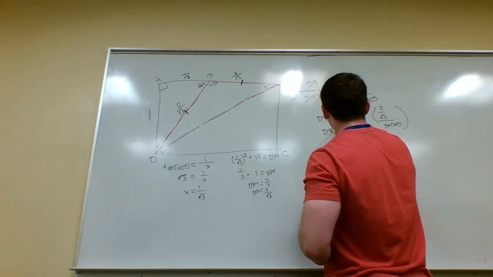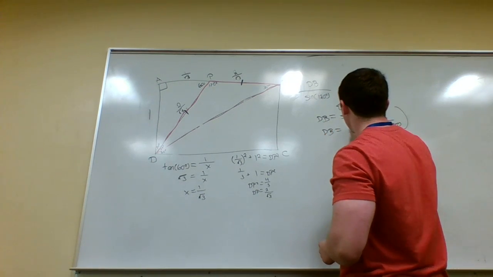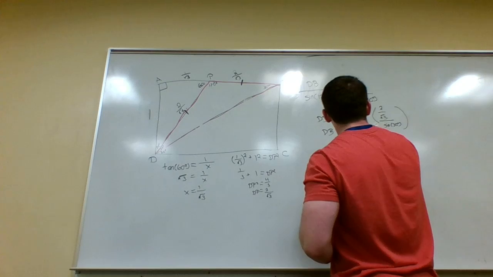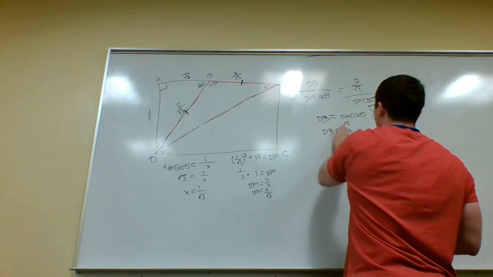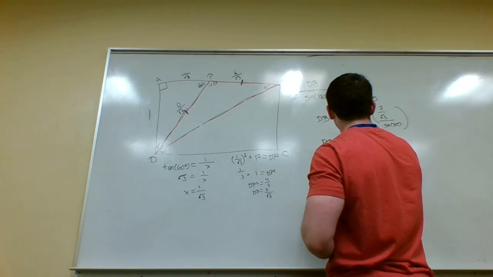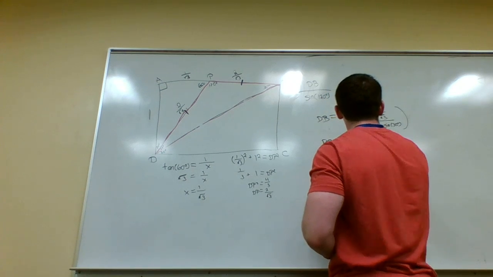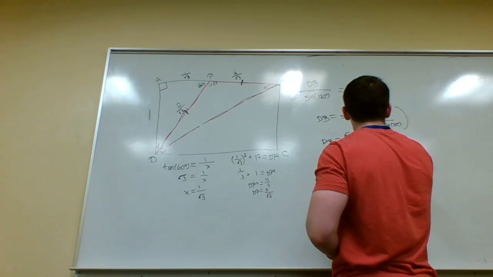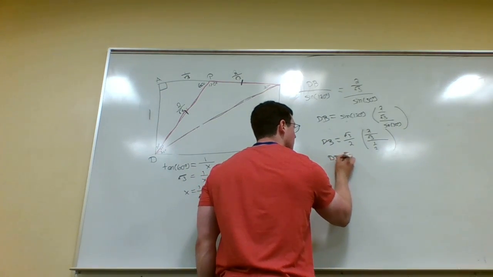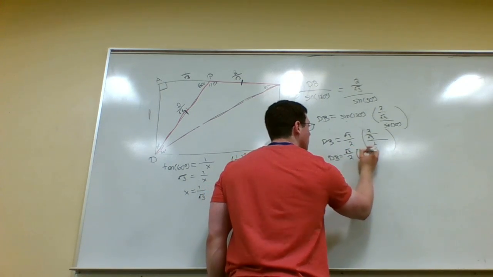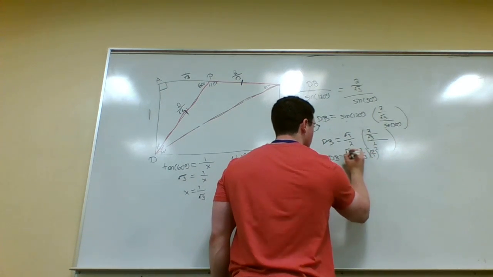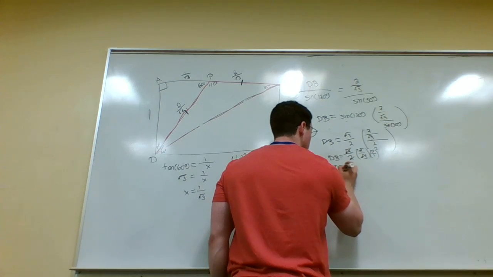Now you can solve this out. DB: sine of 120 degrees, it's a reference angle of 60, so that is the square root of 3 over 2, times 2 over the square root of 3. So DB equals the square root of 3 over 2 times 2 over the square root of 3, divided by sine of 30 degrees, which is 1/2. So now we can simplify this out. Root of 3 over 2 times 2 over the square root of 3 times 2 over 1. Square root of 3's cancel out, 2's cancel out, so DB is equal to 2.